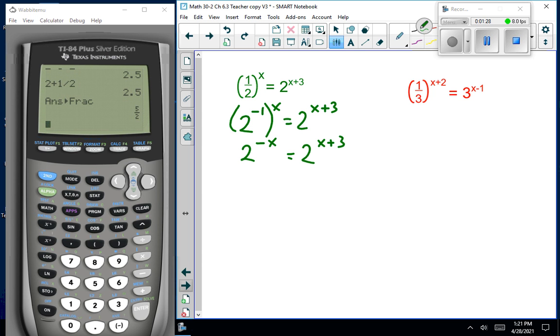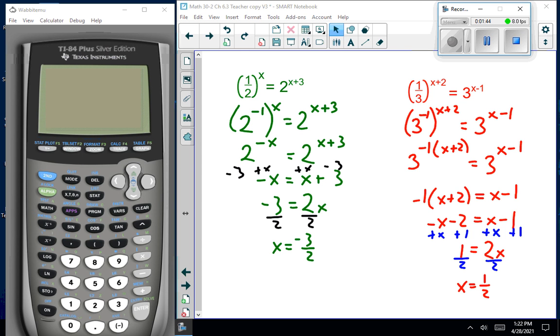Okay? And then I want you to do the exact same thing over here. Realize this is 3 to the minus 1, to the x plus 2. So multiply these out. Solve for me, please. Pause the recording, solve, and come back with your answers.